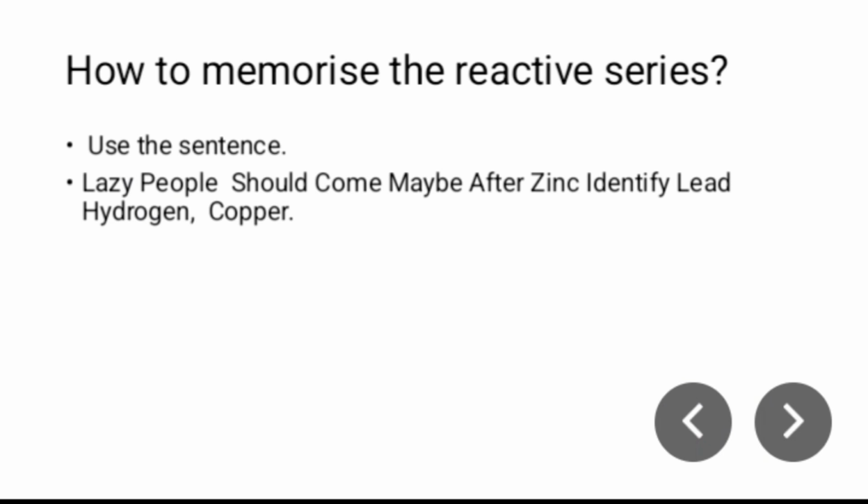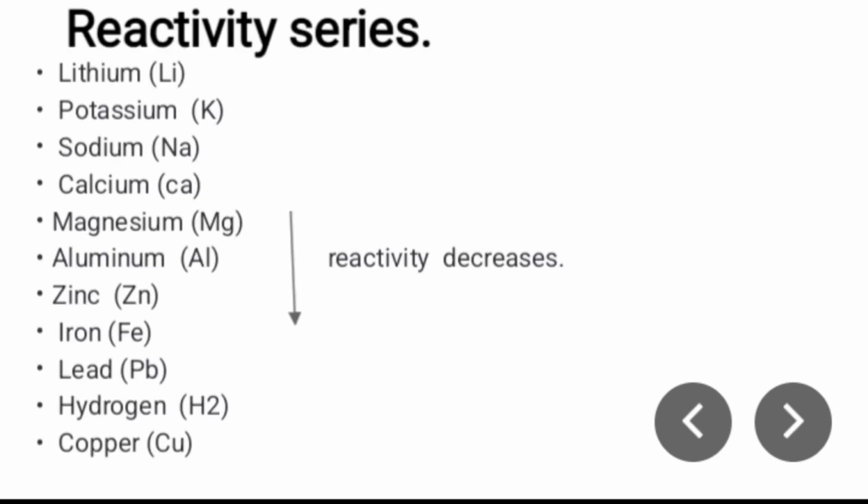All the letters in those words represent an element. For example, in lazy, the letter L represents lithium. So we have lithium, P for potassium, S for sodium, C for calcium, M for magnesium, as you go on. If you memorize that sentence, it will help you memorize the reactivity series, because you have to know it by heart.